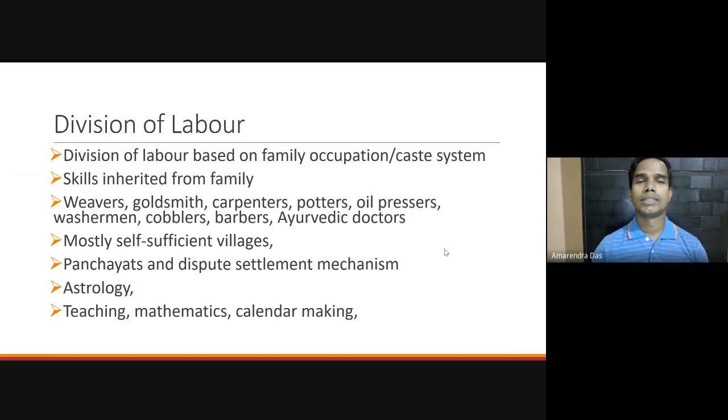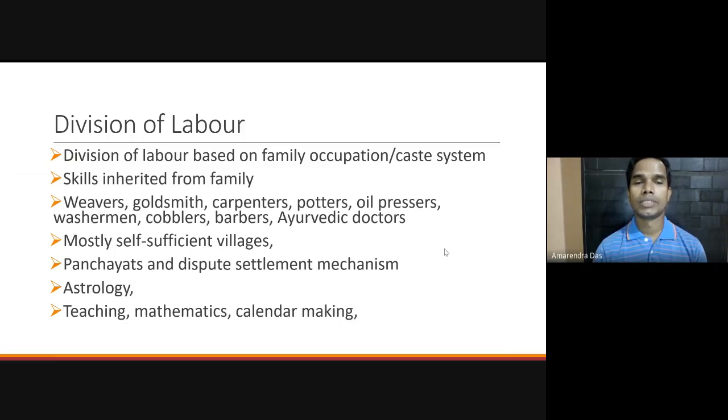So that's how the different occupations were there, and all these skills used to be transferred through the family institution. Most of the village economies were self-sufficient, and we should also know that the social network was very thick, so people were dependent upon each other in different ways. There was a panchayat system, and the senior or elder people used to settle disputes. So at village level, there used to be a dispute settlement mechanism.